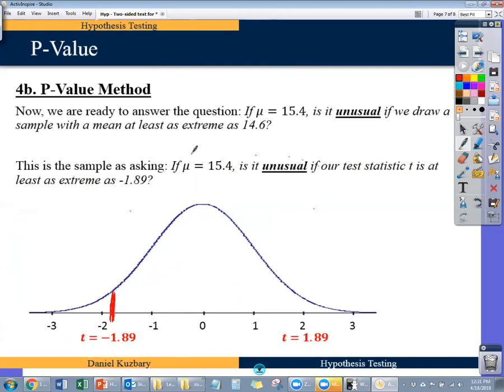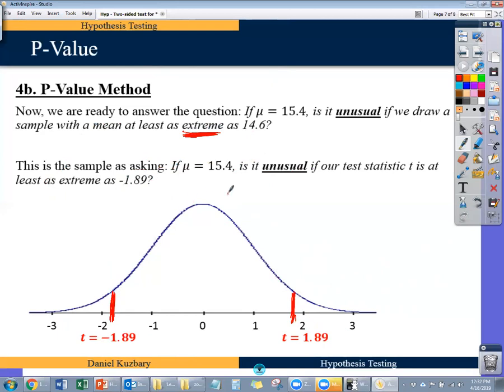And since we're doing a two-tailed test, this extreme means like at least as small or at least as large as the opposite value. Let's put the opposite value on here too. So these are going to make our two tails. So negative 1.89 and positive 1.89. So if your test statistic happened to be positive, you would put the negative one on there too. Just put both, put the opposites.